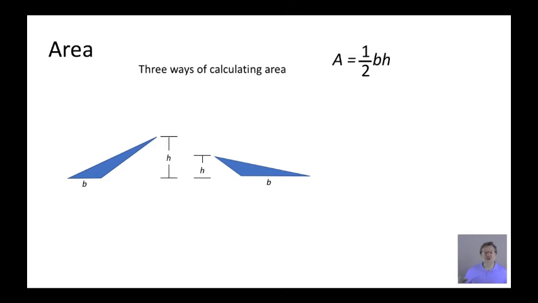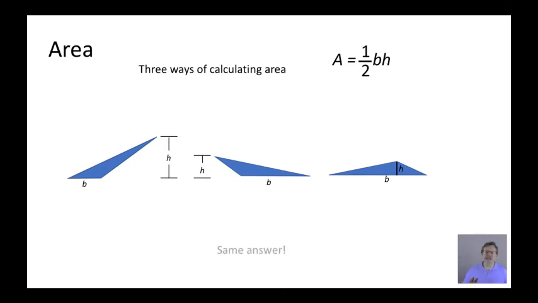We can then rotate the triangle once again onto its longest side, so we have a very long base, and not surprisingly, we now have a very small height to multiply it by. Either way, we're going to be calculating the area as 1/2 base times height.